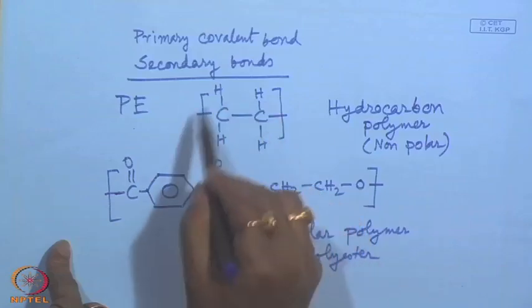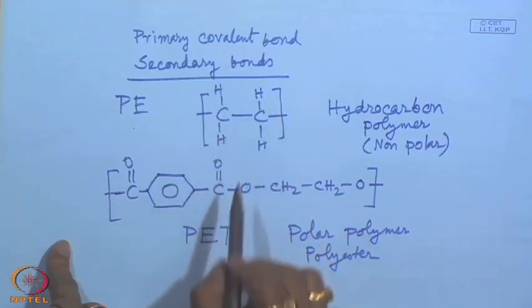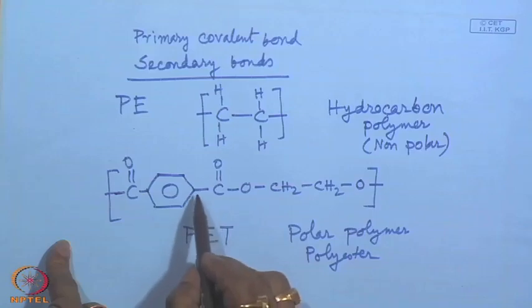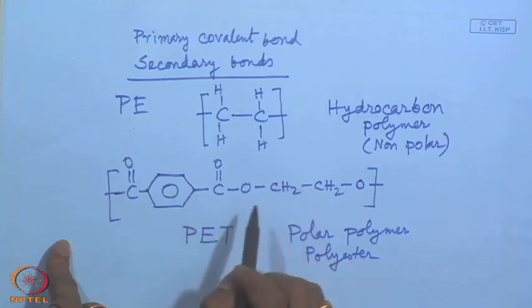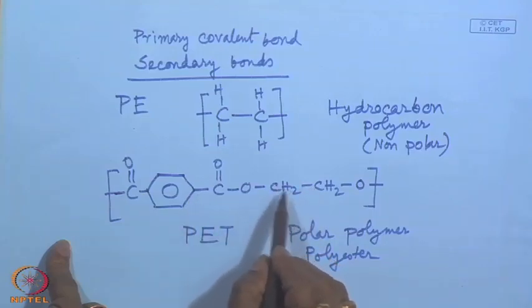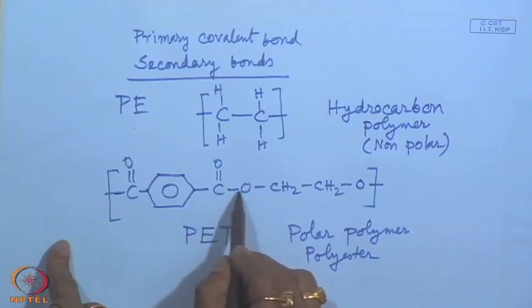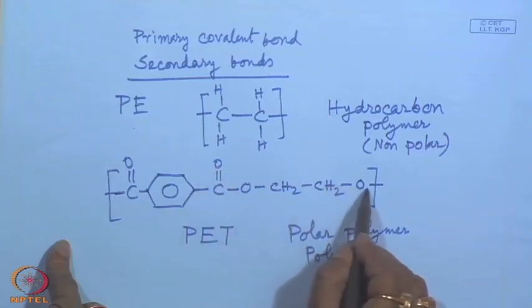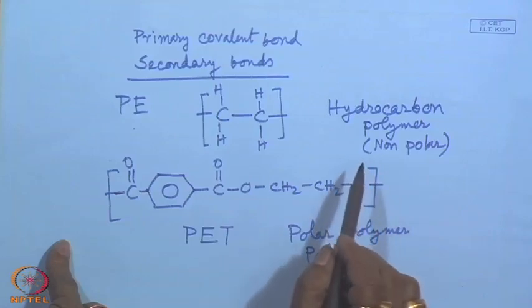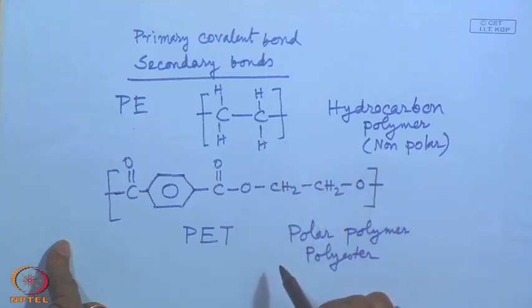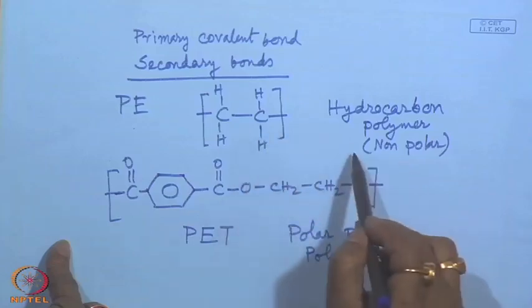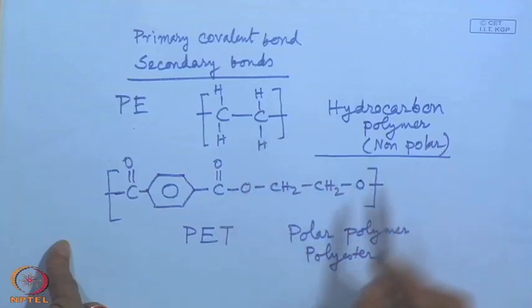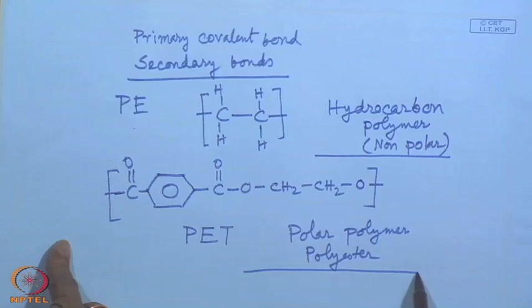If we compare the nature of bonding between these two polymers, apart from carbon to carbon bonds and carbon to hydrogen bonds, there are bonds like carbon to oxygen single covalent bond, carbon to oxygen double bond, and carbon to oxygen single bond in the backbone chain. So, the degradation performance of these two polymers is totally different. This polymer is considered a non-degradable polymer in the environment, this is a degradable polymer in the environment.